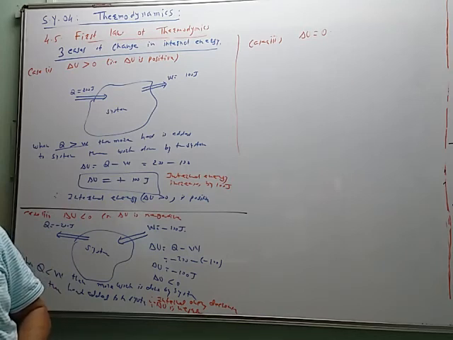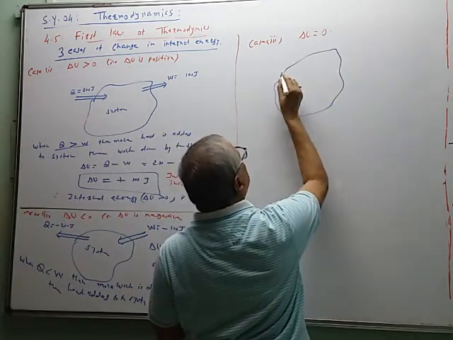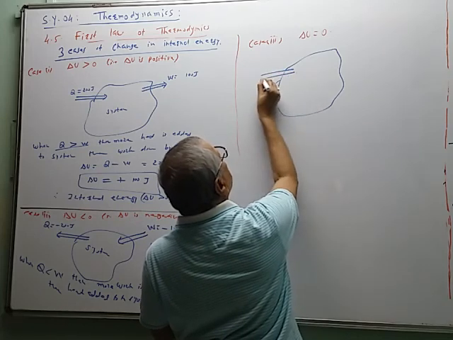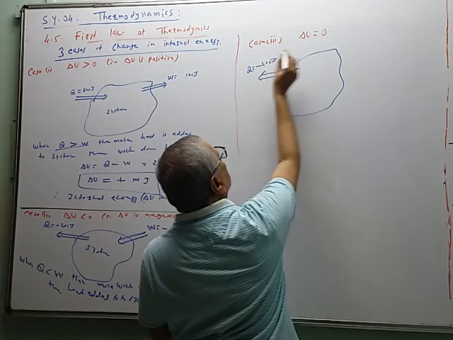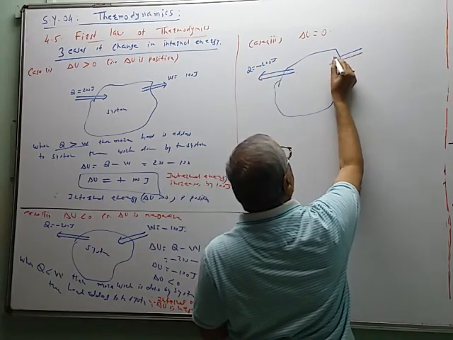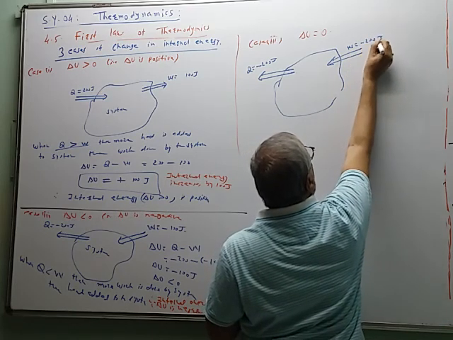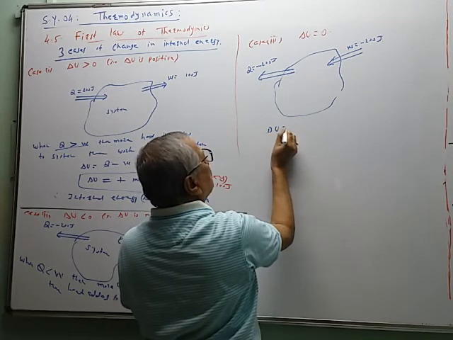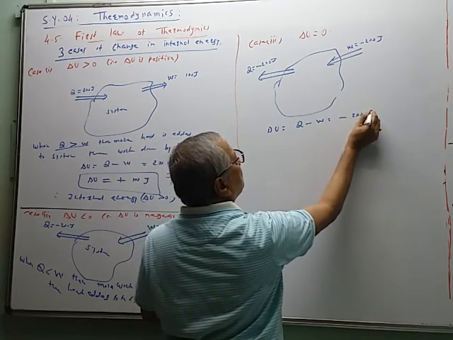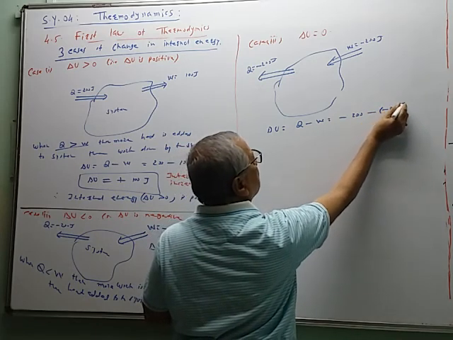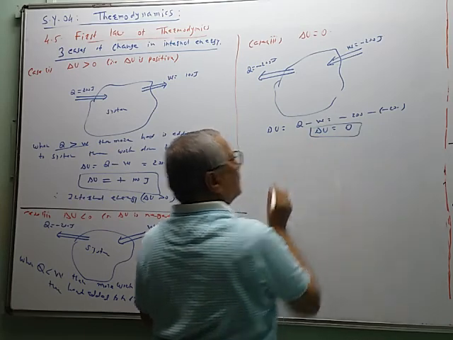So this is the system. The heat removed Q is equal to minus 200 joule. The work done on the system W is also minus 200 joule, and therefore delta U is equal to Q minus W, which is minus 200 minus 200... so that is equal to 0. So delta U is equal to 0.